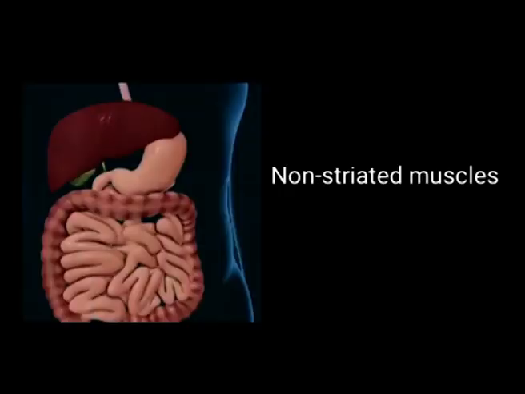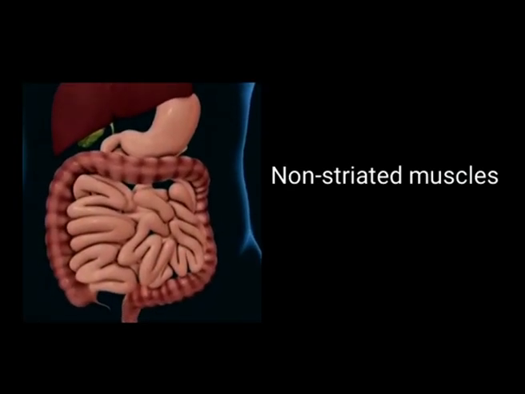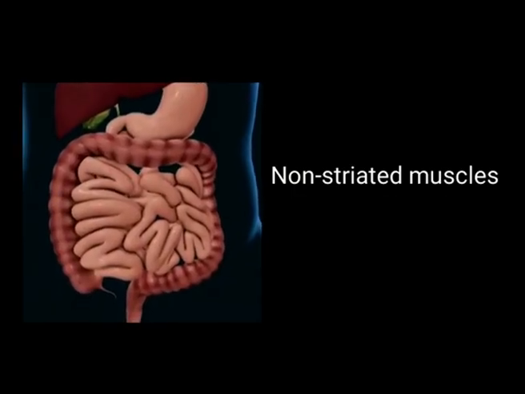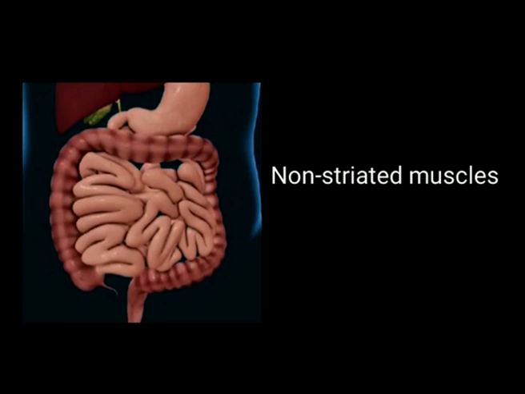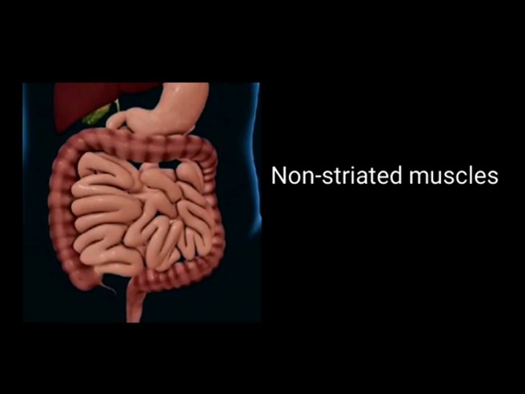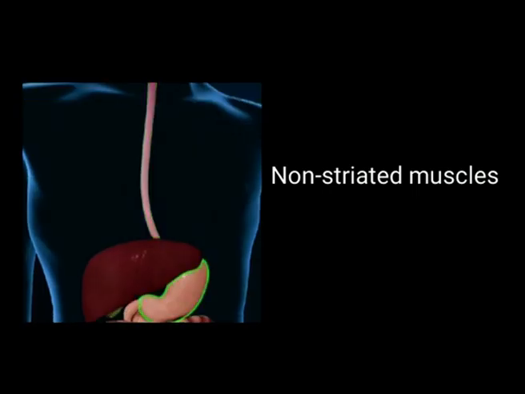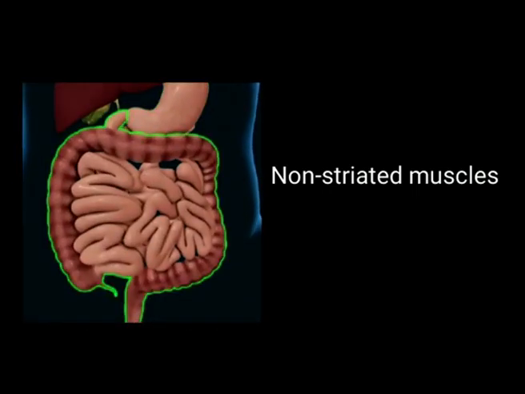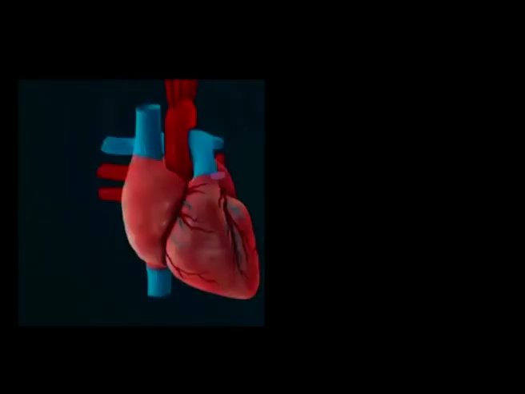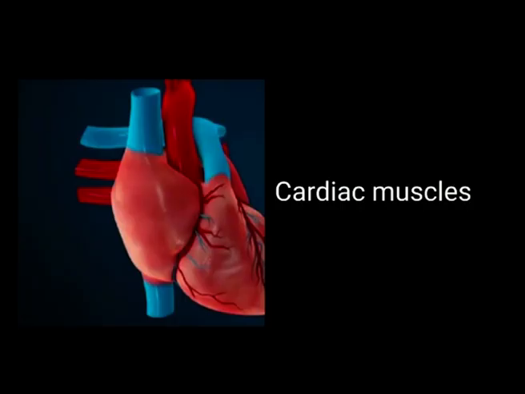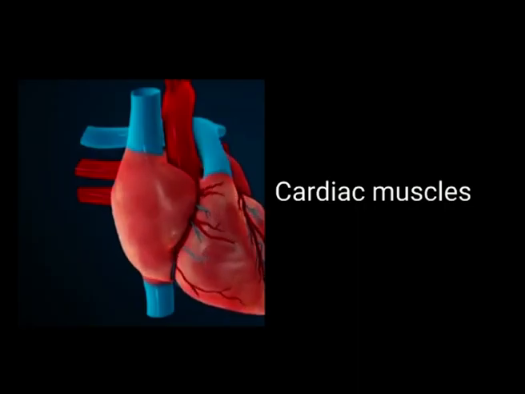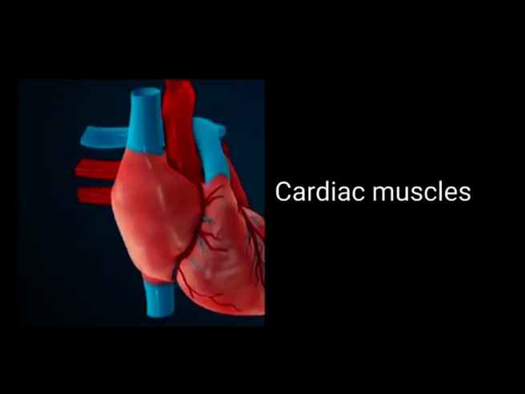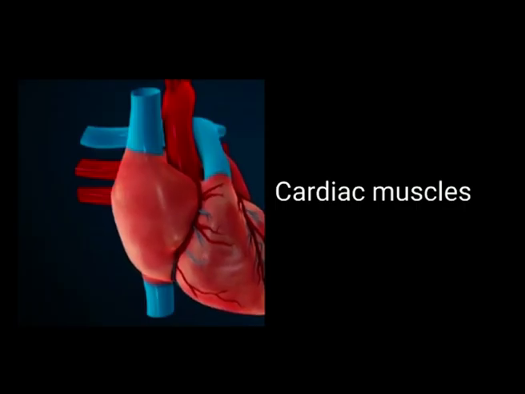shoulder, hands, legs. Some movements like in intestine are not in our control. Non-striated muscles are found here, also called involuntary muscles, like muscles in esophagus, stomach, intestine, uterus and bronchi. Cardiac muscles are present in the heart. They are responsible for pumping of blood. Though these muscles resemble striated muscles in structure, they show involuntary movements like non-striated muscles.